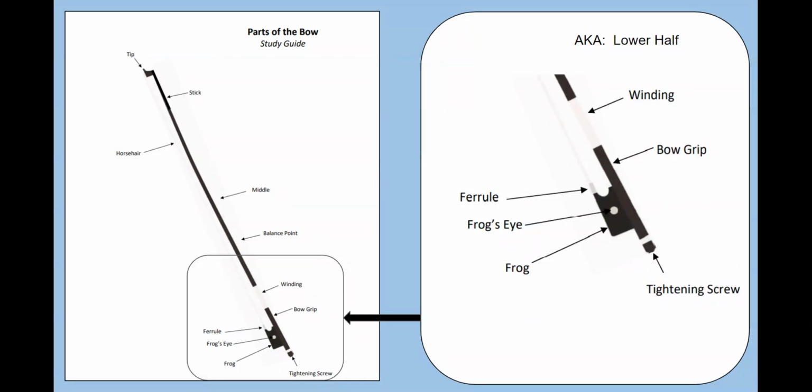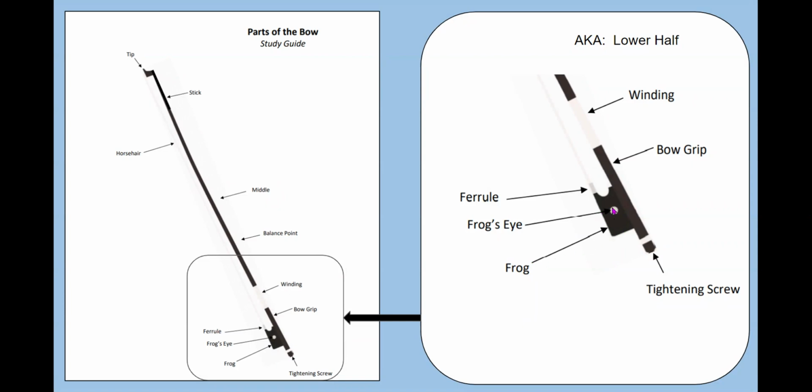And as we look towards the bottom of the bow, this is the lower half of the bow. We have the silver winding. This is very important because it helps protect the stick from the oils in our hands. This is the bow grip. The bow grip is usually of a leather type material, and that's where we place our fingers as well to protect the stick of the bow. This ferrule right here is where all the horsehair is gathered. The frog's eye, it's not really a frog eye, it's just a decoration on the frog to kind of help guide where we place our fingers.